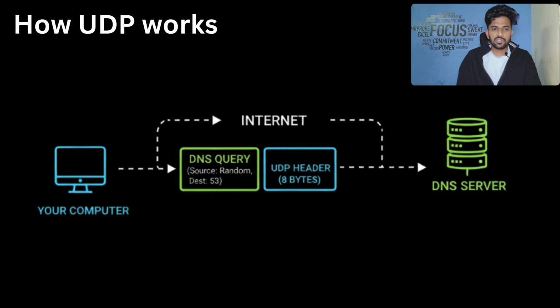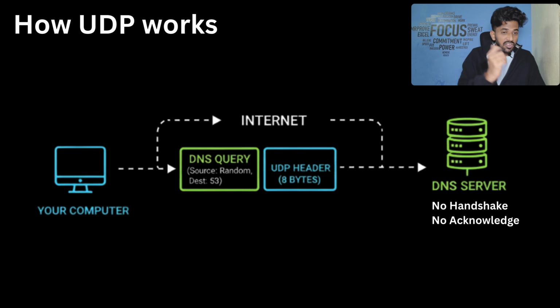So here, what happens? You are trying to access a website. Your computer sends a DNS query. Then UDP adds a small 8-byte header with a random source port, and the destination port will be 53. That is the DNS port number. The packet is sent across the internet without any handshake or acknowledgement. Then the DNS server receives your query, processes it, and sends the response back to the same port.